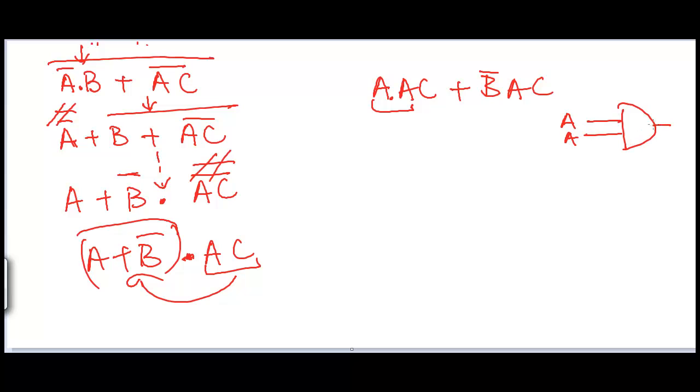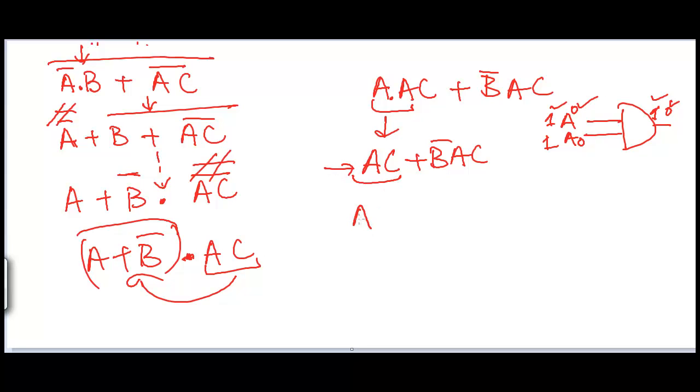So with a and a as input, when a is 0, the output is 0, and when a is 1, the output is 1. So the output is always going to be equal to a. If a is 0, output is 0. If a is 1, the output is 1. So this can be reduced to a. So we'll have ac plus b bar ac. Now we'll take ac common from this expression: ac (1 plus b bar).